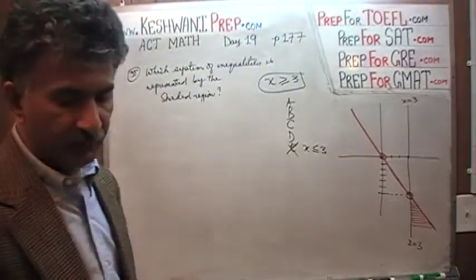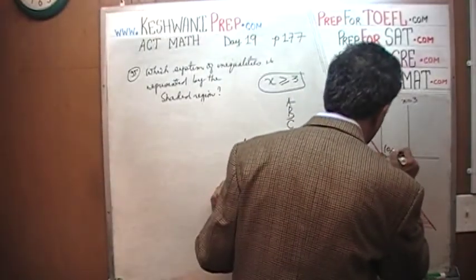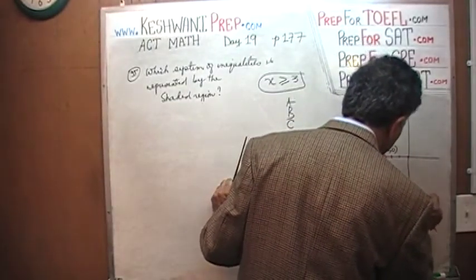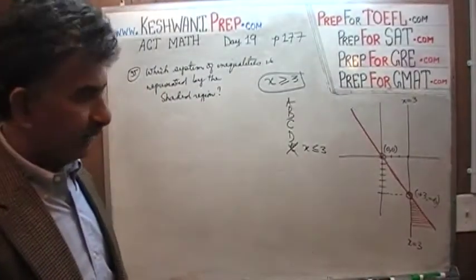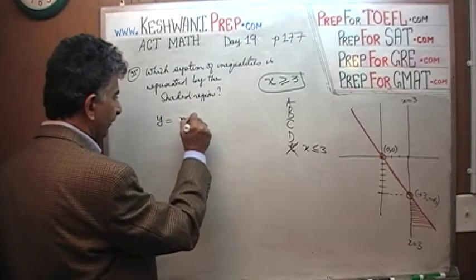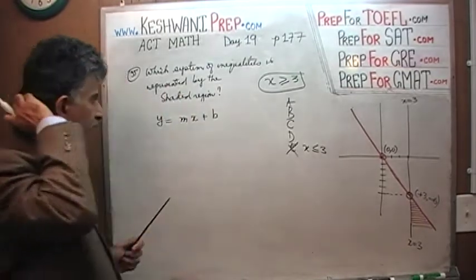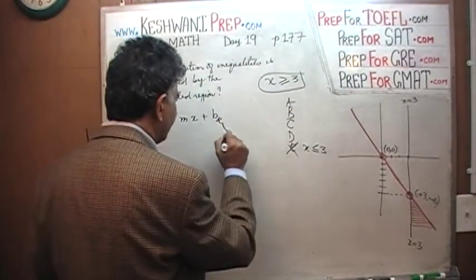Let's find out the equation of that line first. As you can see, it goes through 0, 0, and it goes through positive 3 and negative 6. Let's find the equation of that line first, shall we? Of course, the equation of the line in the slope-intercept form is y equals mx plus b, where b happens to be the y-intercept.